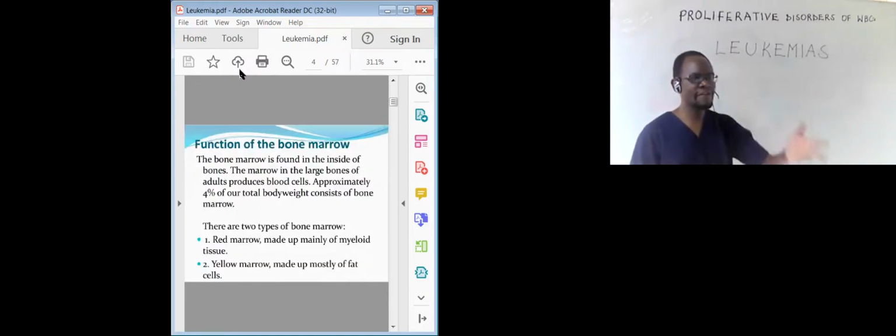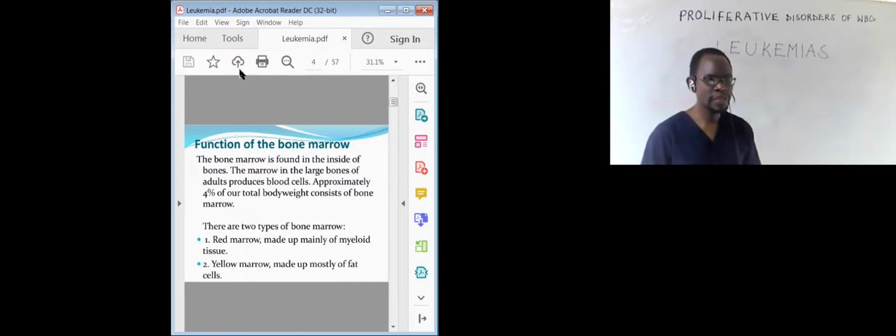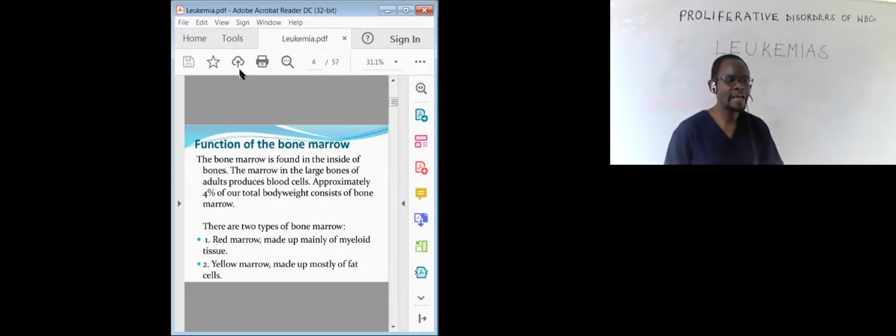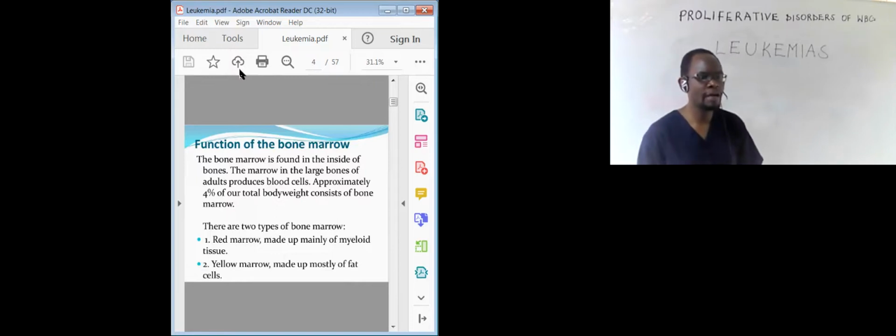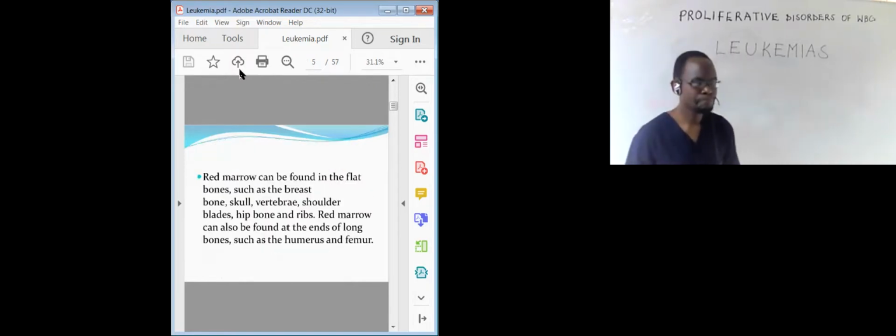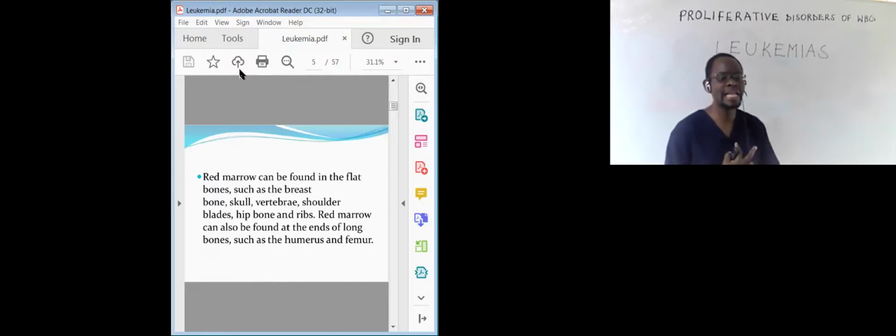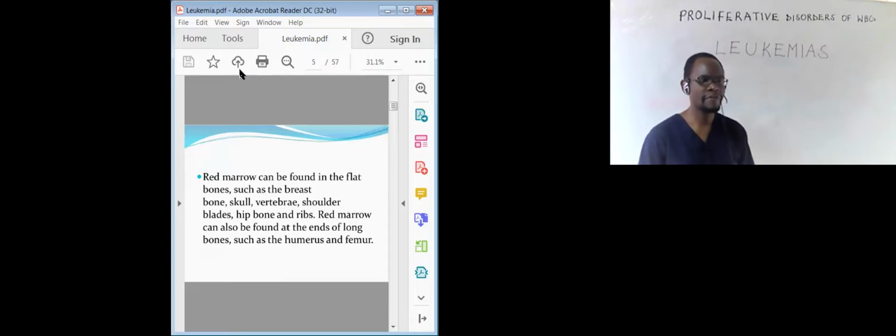Now, what is the function of the bone marrow? We are not going to go into the details, but the bone marrow is where blood cells are formed. We have two types of bone marrow, the red and the yellow. The red marrow is found in the flat bones, like the sternum, the skull, the ribs and the hips, and also in the ends of the long bones.